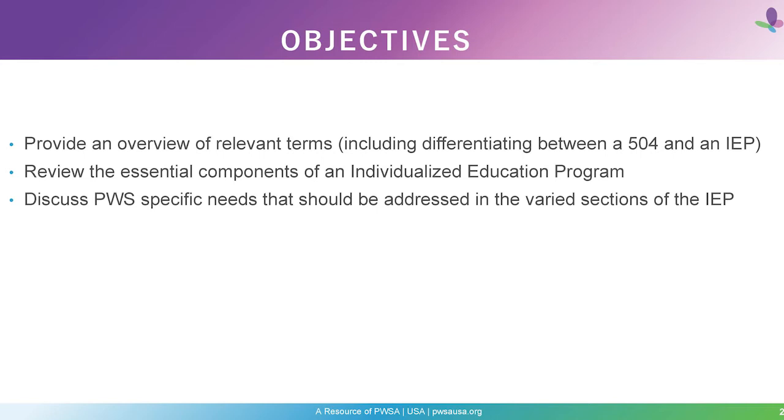Talk a little bit about what the difference is between a 504 and an IEP, just because that often comes up as one of those questions, what should I pursue? Then talk about what are the essential components of an IEP, and then talk about PWS specifically. So what would you want to see in the different sections of the IEP?